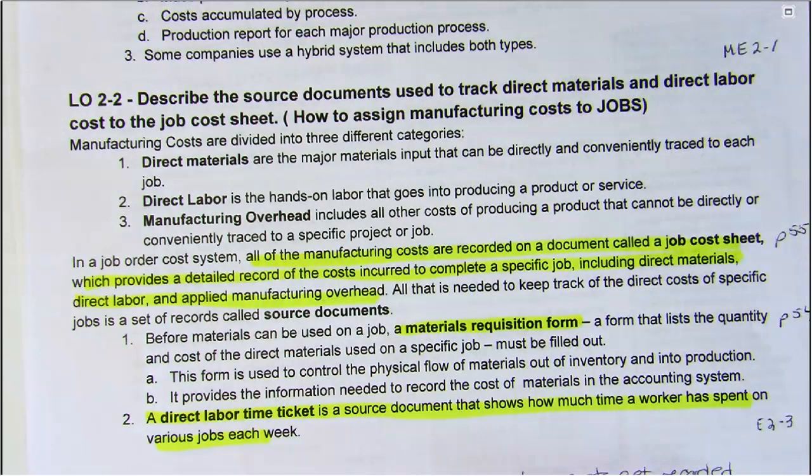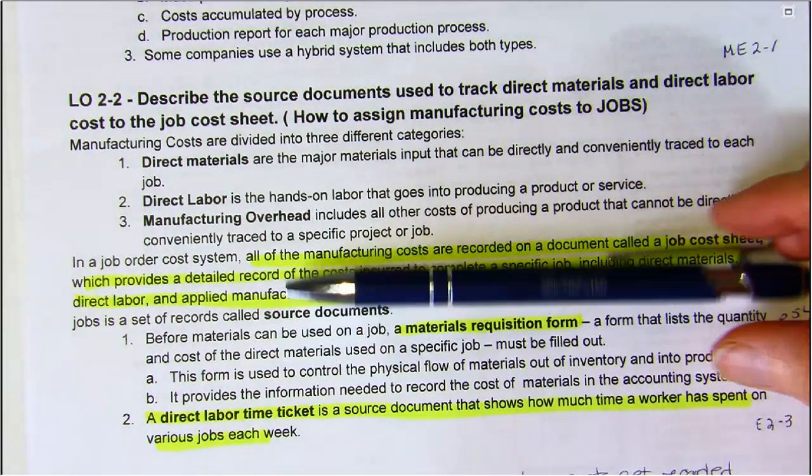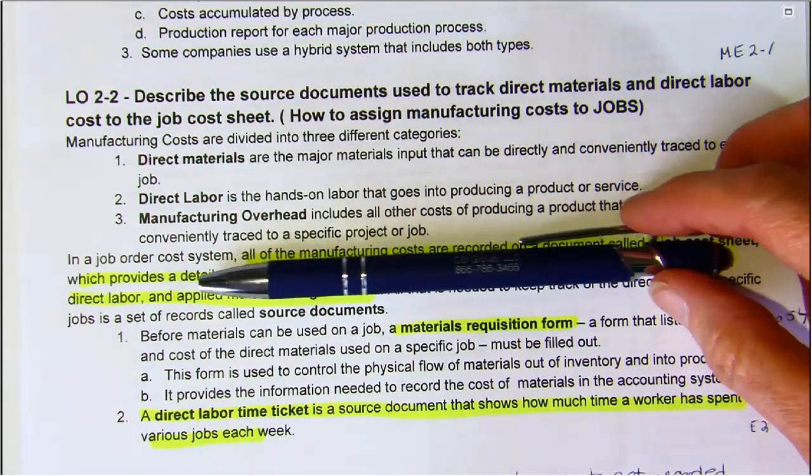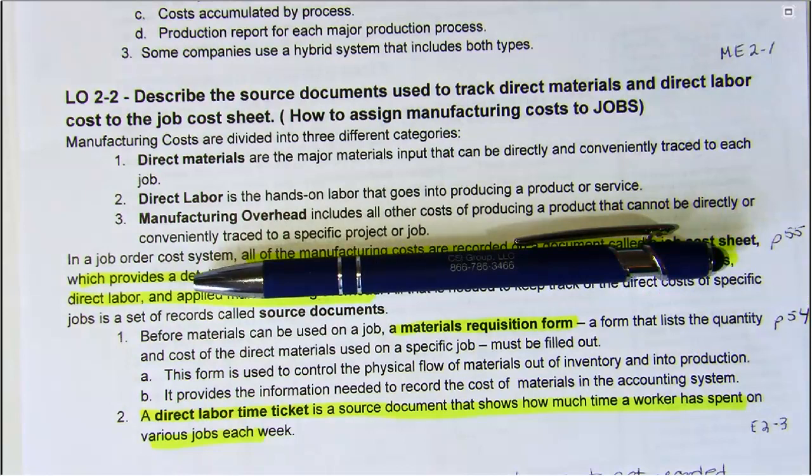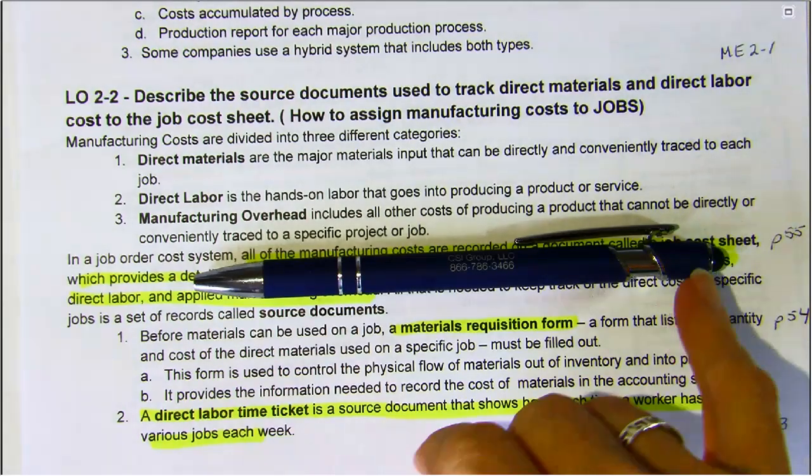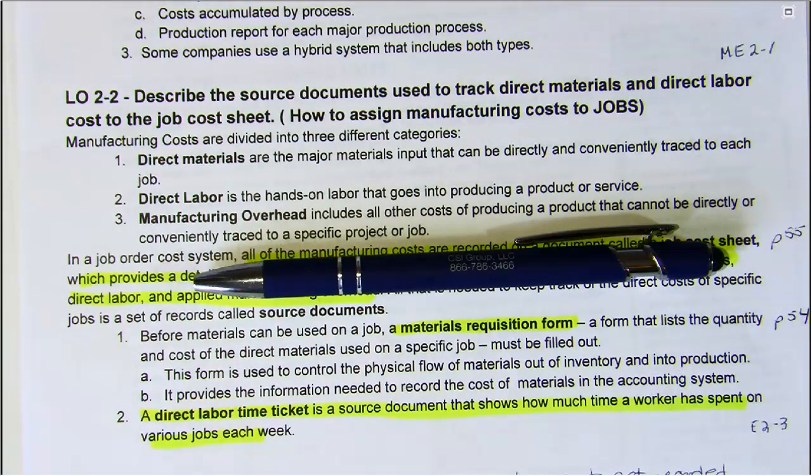If you remember, we used the example of the pen. And we said that the direct materials, the materials that could be traced to the pen, would be the metal, the plastic barrel, the ink, and maybe that rubber tip on the end. Direct means they could be directly and conveniently traced to the pen.